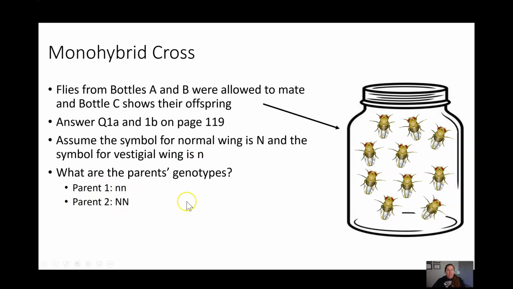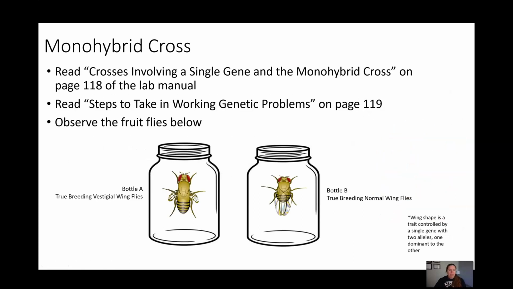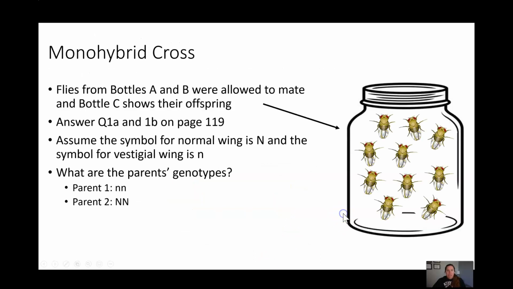So the parents' genotypes in this particular case: parent number 1 in bottle A, because it's true breeding, is homozygous for lowercase n, lowercase n. And parent number 2 in bottle B would be homozygous for the dominant trait, capital N, capital N, because remember, they're both true breeding. So parent number 1 is homozygous recessive and parent number 2 is homozygous dominant.